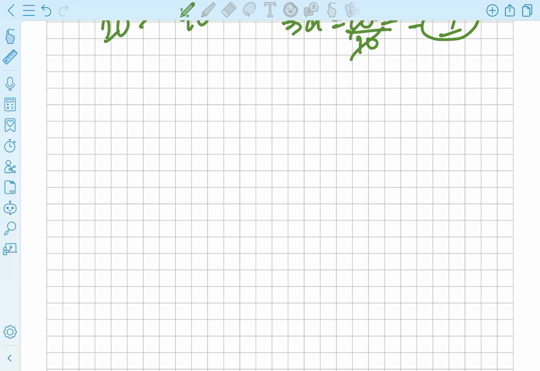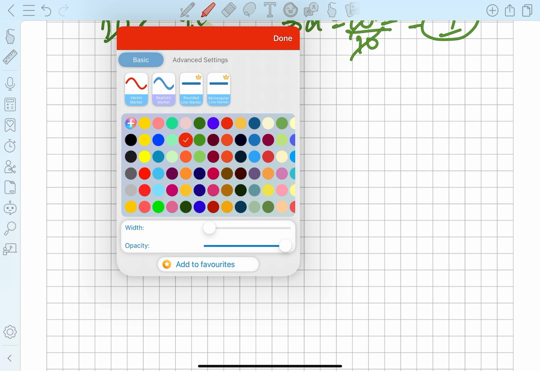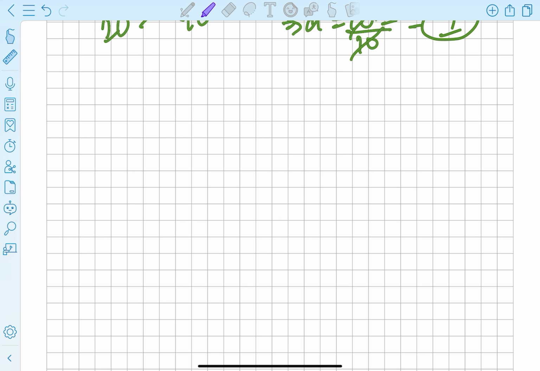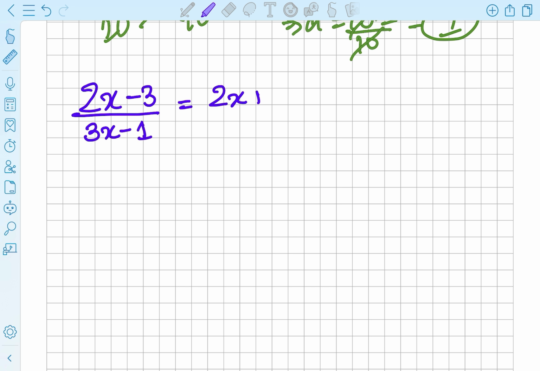Let's solve one more linear equation. It's a little bit difficult one, but this too will be very easy if you know how to do this linear equation correctly. What is the question? Let's write the question. 2x minus 3 by 3x minus 1 equals to 2x plus 3 by 3x plus 4. Very simple. Again, you do the cross multiplication.